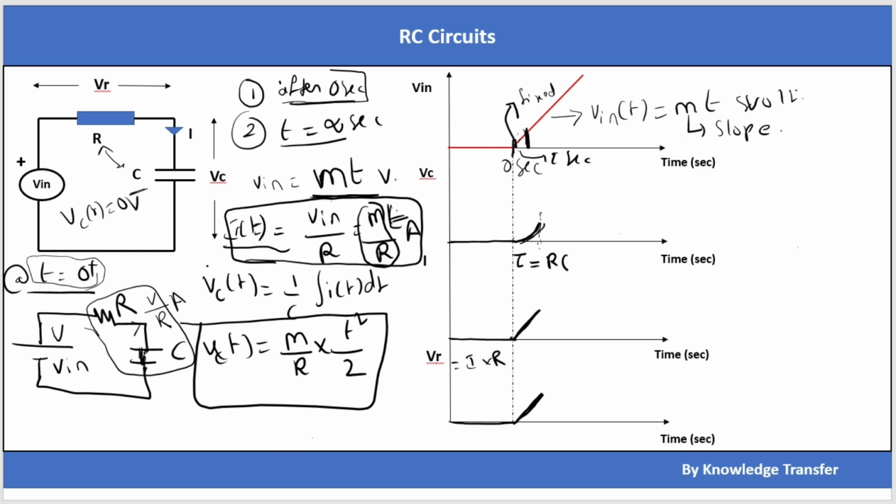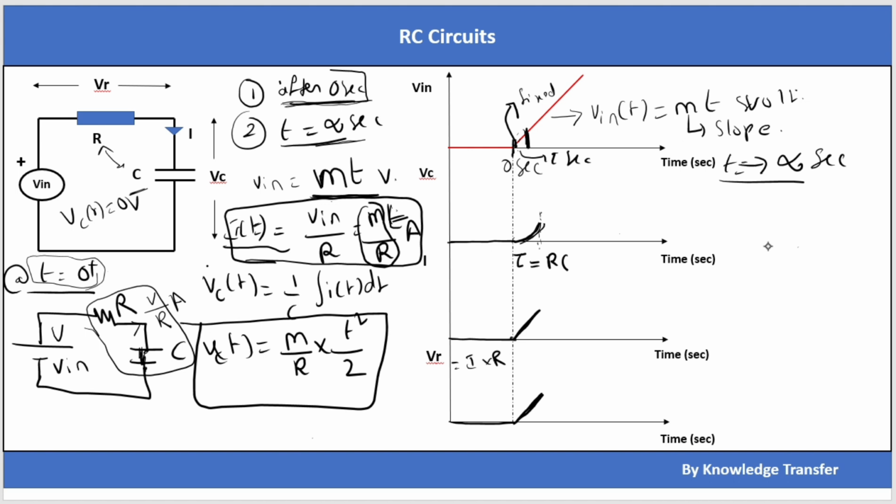Till tau, RC seconds, the capacitor voltage will behave as a parabolic in nature. So this is what after 0 seconds means, till tau seconds, till RC seconds. Okay, let's analyze the behavior of the capacitor at t tends to infinity. What will happen?